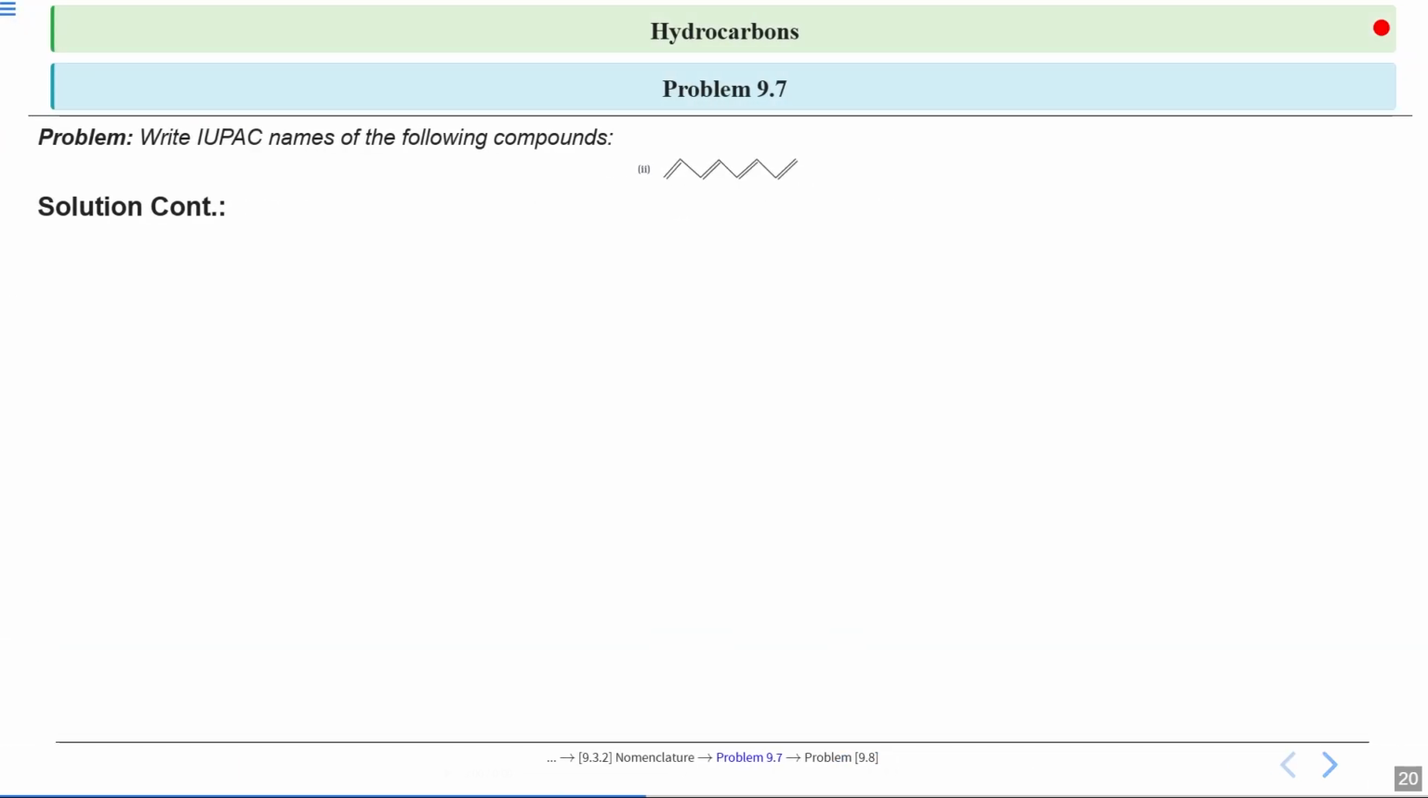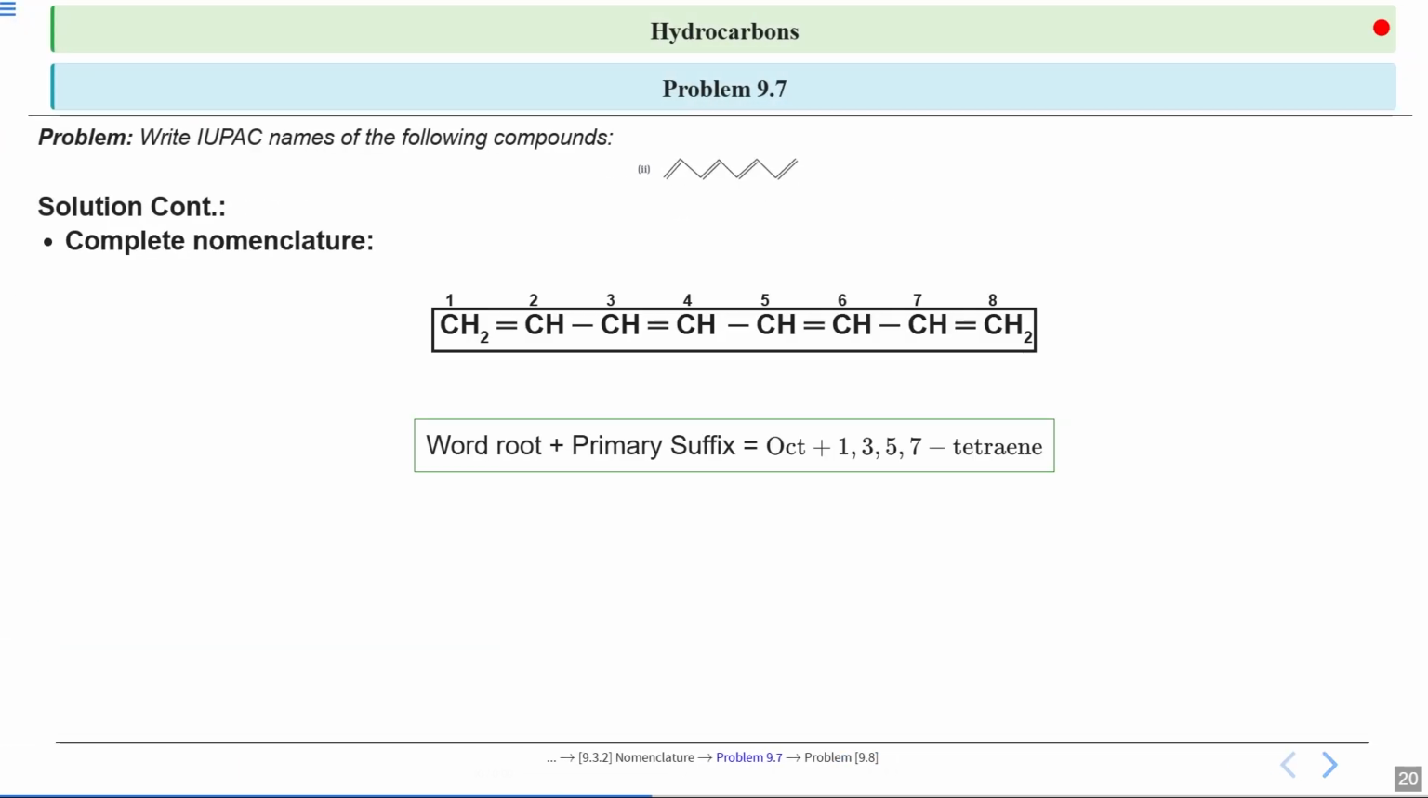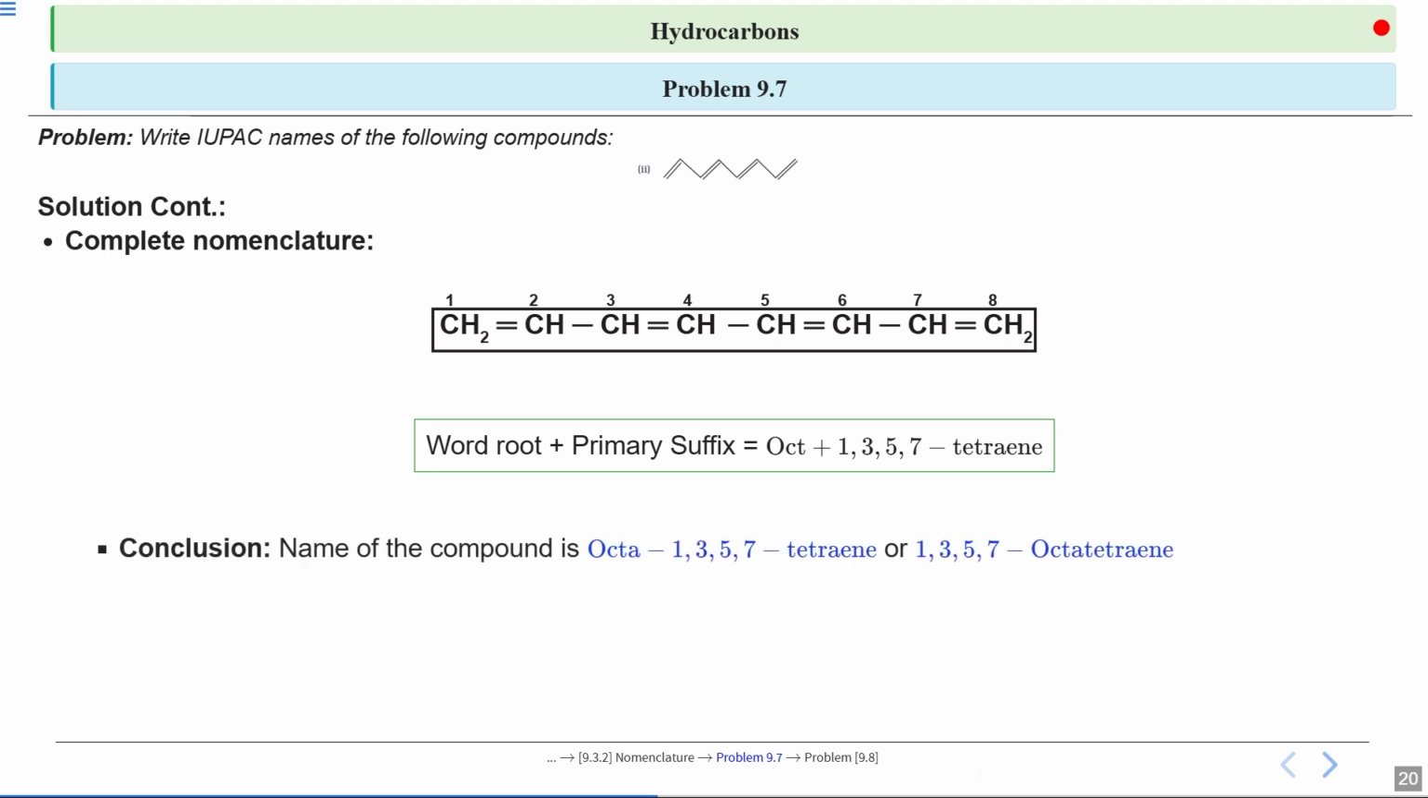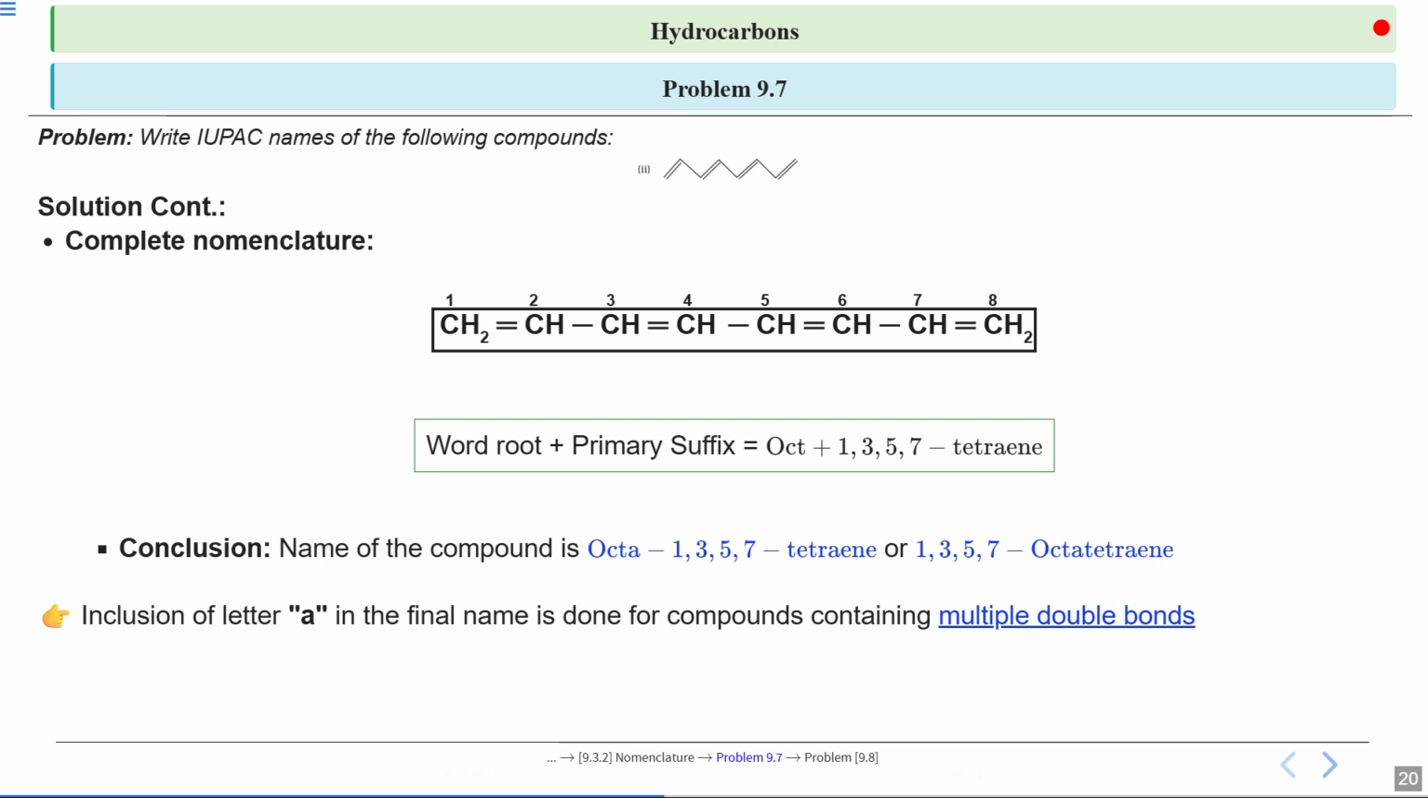Moving on to the next step. Next is putting all the parts of your puzzle together, that is the word root and primary suffix, which are oct and 1,3,5,7-tetraene. If you put them together, the complete name would be octa-1,3,5,7-tetraene or 1,3,5,7-octatetraene. Both are true. Here you should also remember that we are including the letter A. After oct we have written A. Why is this A written here? Because there are vowels present. So for that reason you have to use the letter A in the case of multiple double bonds.